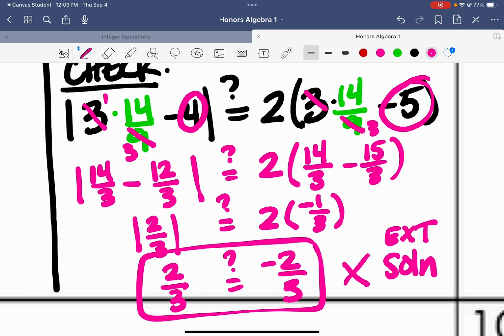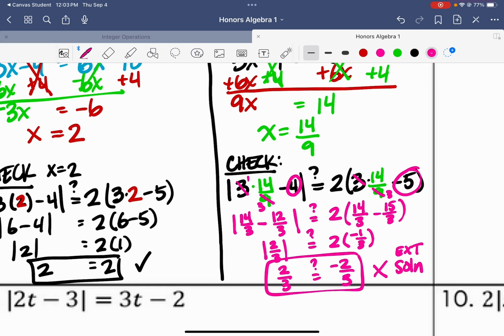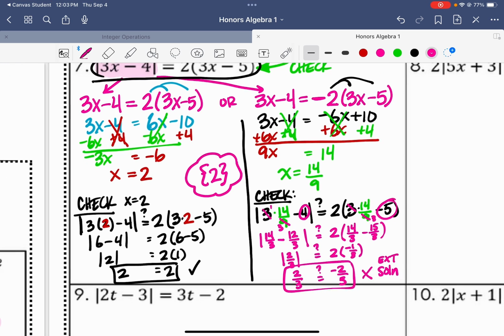So the answer cannot be 14 ninths. So the only answer that works is the 2. All right, so there's a lot of extra work involved. And this one was a little bit harder because of the fraction part.